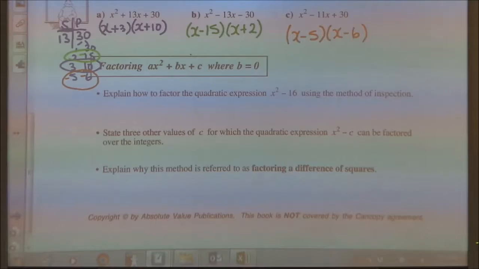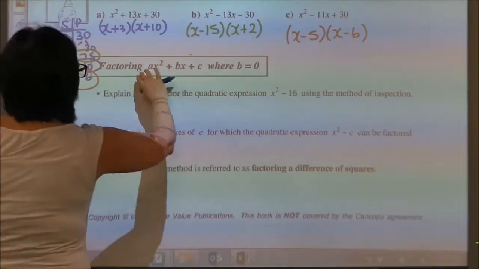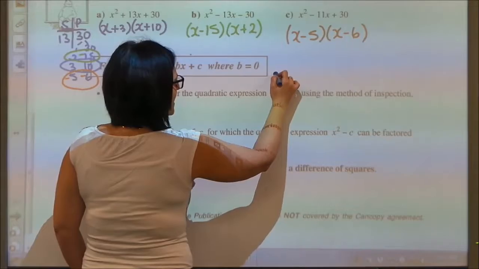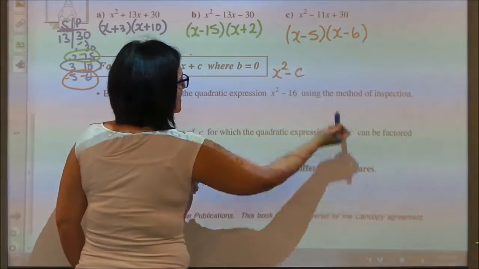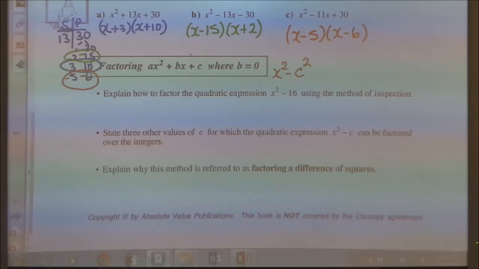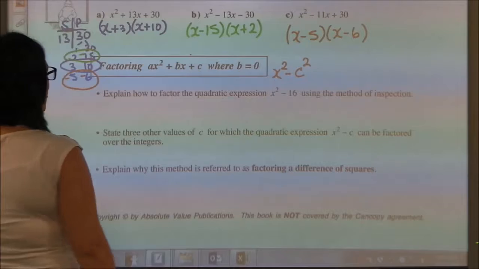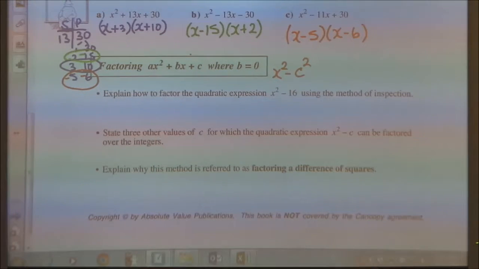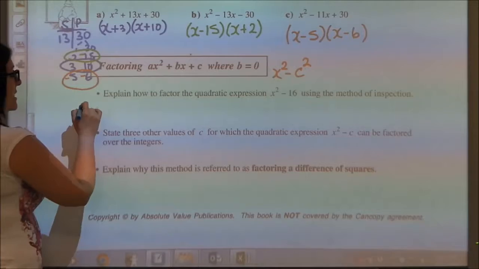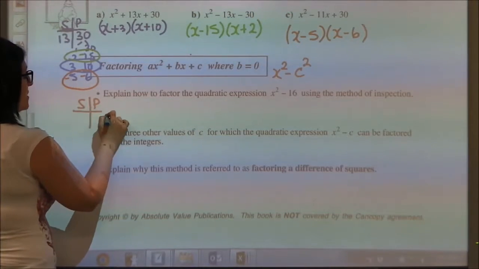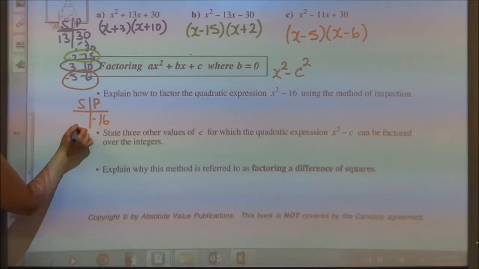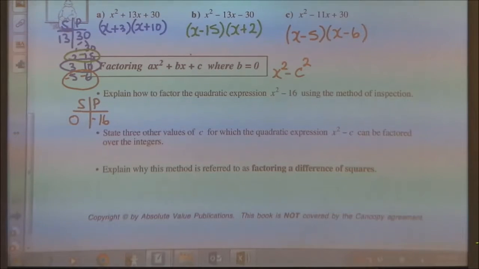The next type of factoring that we did, I don't like this title. It was basically x squared minus c squared. So x squared minus c squared, we can explain how to factor this using a method of inspection. So if we did this using the sum and product chart, product is negative 16, the sum is 0. So I think of two numbers that when I multiply them together, I get negative 16. Add them together, I get 0.